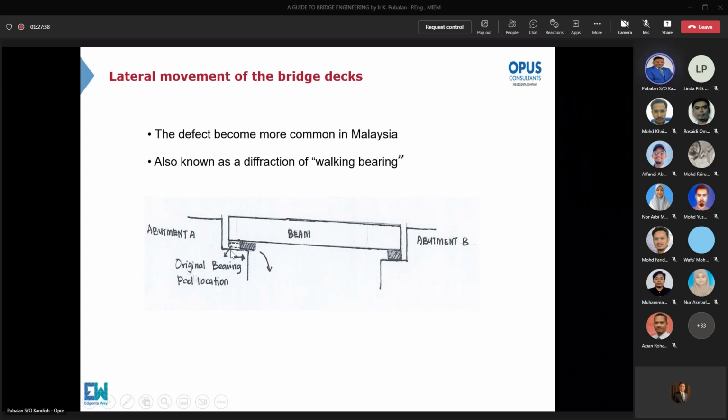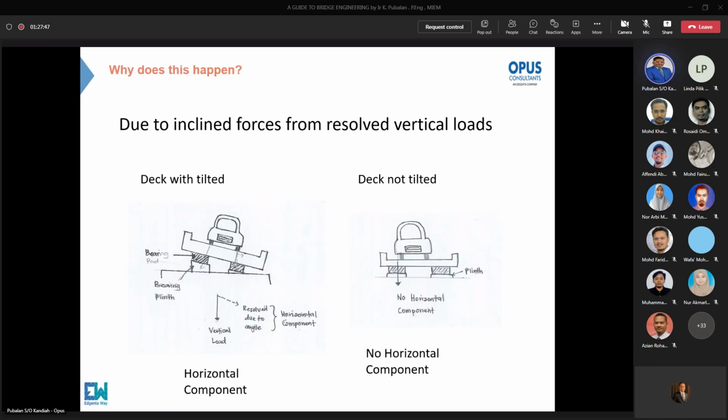Original walking bearing is where the bearing displaces from its original position. Now we'll see why this happens. Generally, this walking bearing is due to inclined forces from resolved vertical load.